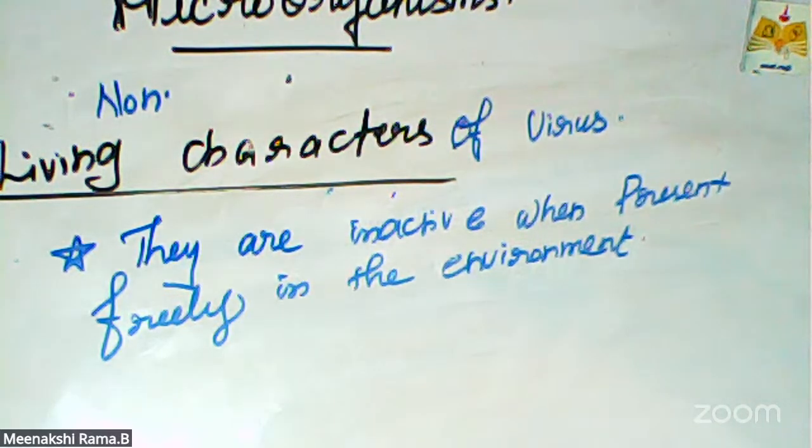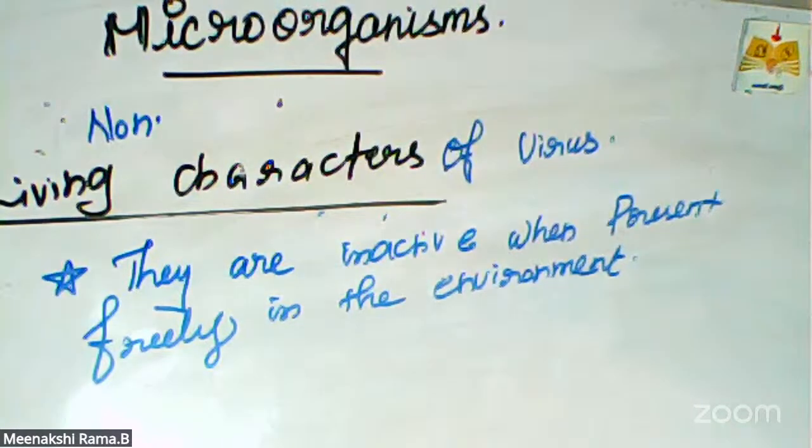So what is virus? The microorganism categories are virus, bacteria, fungi, algae, and protozoa. The first category of microorganism is virus. Virus is a tiny particle made up of genetic material and protein. They are intermediate between living and non-living things. Viruses have different shapes: they can be rod, spherical, and other kinds of shapes also.